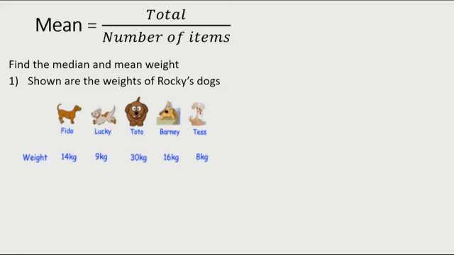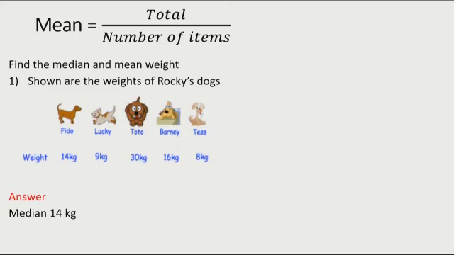So the diagram you see, or the picture, shows the weights of Rocky's dogs. Yeah, those dogs belong to Rocky. So what would be the median? What would you do? Well done if you've said you need first to order it. So the median is 14. Okay, so you've got 8, 9, 14, 16, and 30. Well done if you've said that.